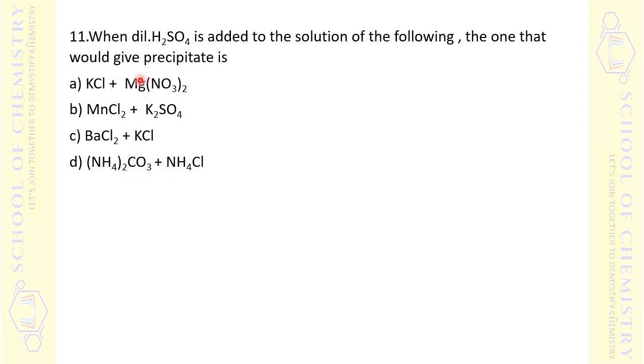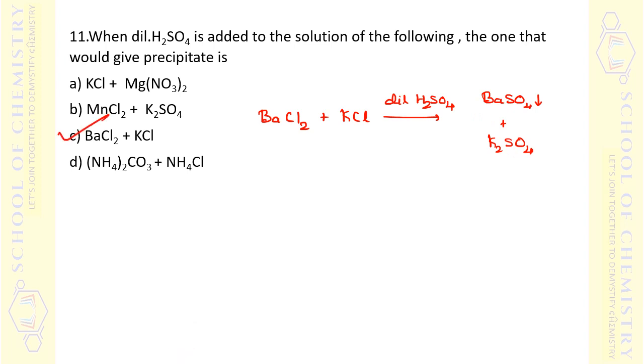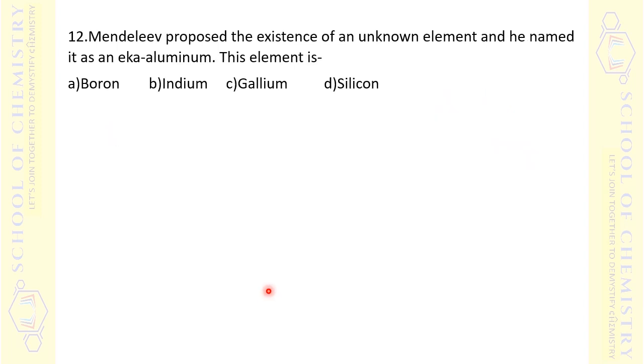So among these, when you consider the mixture of barium chloride and potassium chloride, barium chloride will form barium sulfate, which will precipitate. Potassium chloride will form potassium sulfate, which will be in soluble state. So therefore option C, barium chloride plus potassium chloride, should be the correct answer for this question. Mainly, barium sulfate precipitates. That is the logic.